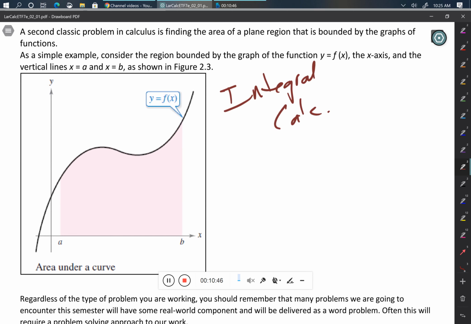Okay? Ask this question: how do I find the area under a curve? How do I find the area bounded by a curve? Geometry fails me, because that's not a circle or a square or a triangle or any of those geometric shapes that I have a formula for. So how do I find it? And that was what the other half of calculus worked on.